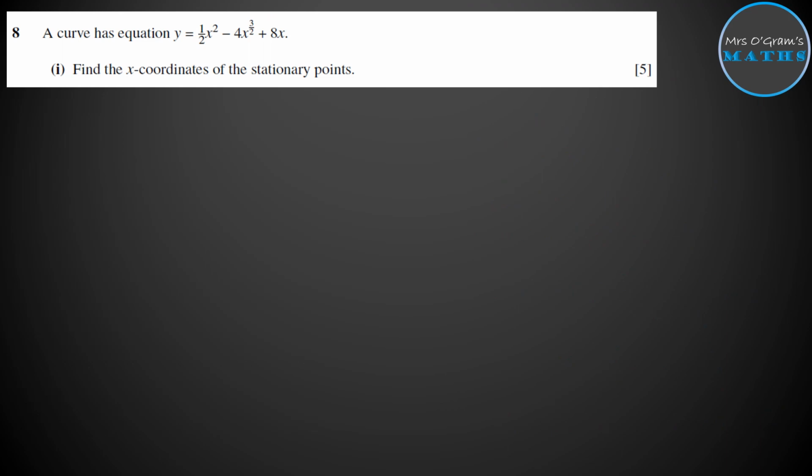For coordinates of stationary points, we need to find dy by dx and set it equal to 0.